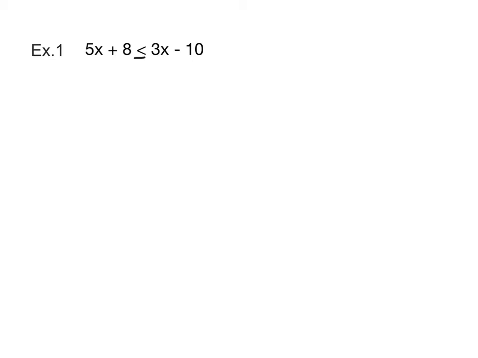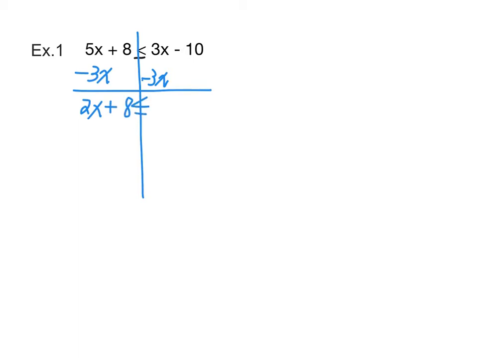So let me go ahead and start by subtracting 3x from both sides. So I'll have 2x on the left, plus 8 is less than or equal to negative 10. That negative is going to carry down with the 10. Next thing, I want to try to get x by itself, so I'll subtract 8. We have 2x is less than or equal to negative 18.